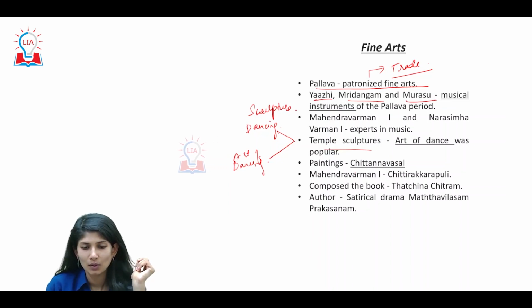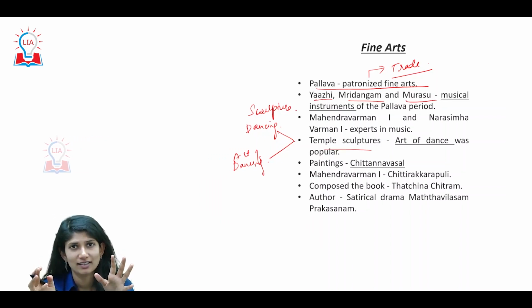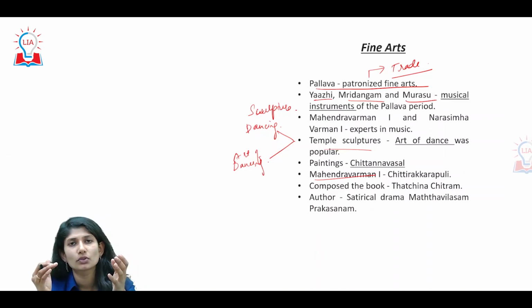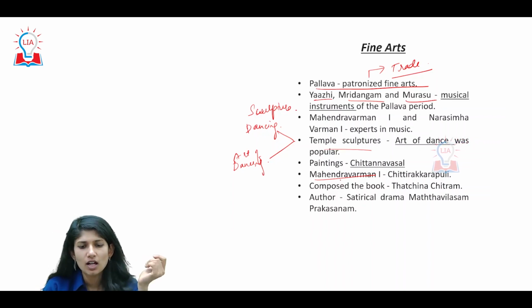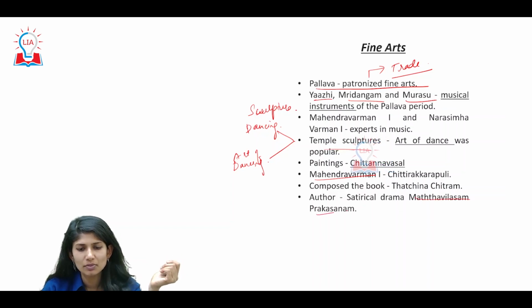Alright, now the paintings. One most important thing with respect to your Pallavan period is Sittanavasal cave painting. That is a very important one that you have to know with respect to your Pallavan art and architecture. That is also very much oriented with respect to your mains as well as prelims. Now your Pallavan kings were also known to compose a huge number of satirical dramas, also a large number of plays and poems. One such is Mahendravarman I. His satirical drama was Mattavilasa Prakasanam.